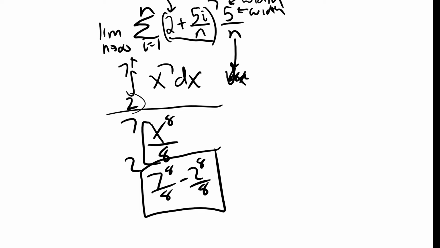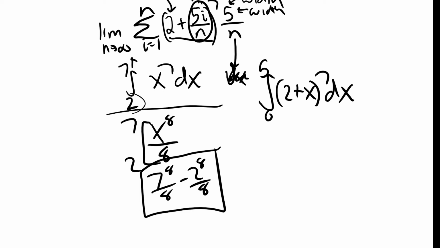So, okay, the other version of this is you could just say this is x, and if you do that, your integral is just the integral from 0 to 5 of 2 plus x to the 7th dx. And these have exactly the same answer.